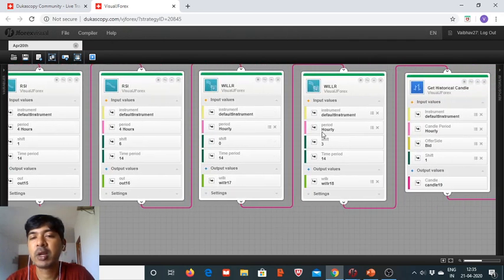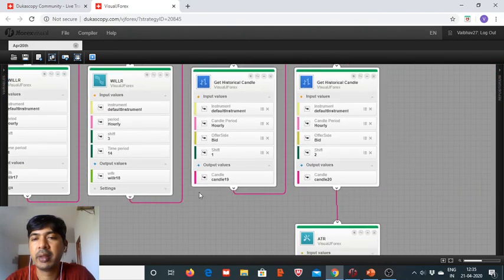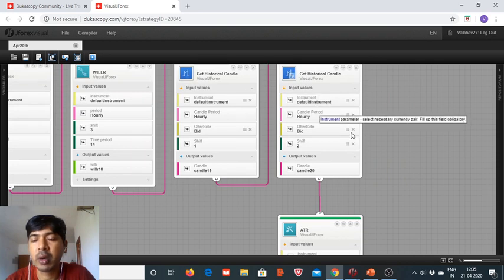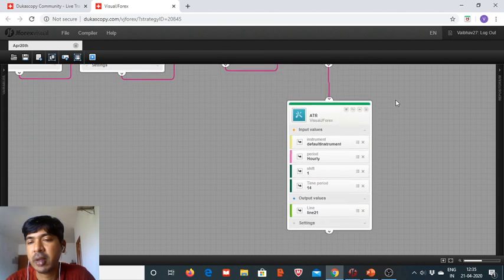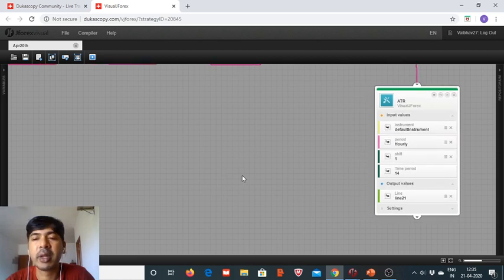And then we move our attention to the Williams R, and here these are hourly values with shift 3 and shift 0. And then we got the historical candle to compare the recent price action, and then we got the ATR for determining the stop loss and the target price. So we get back to the work.